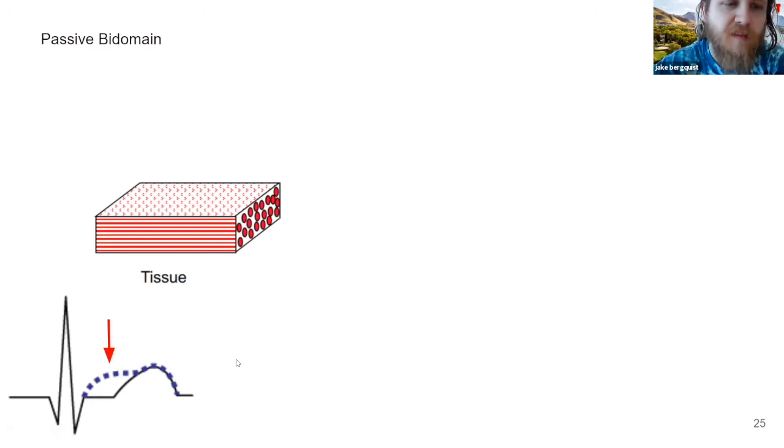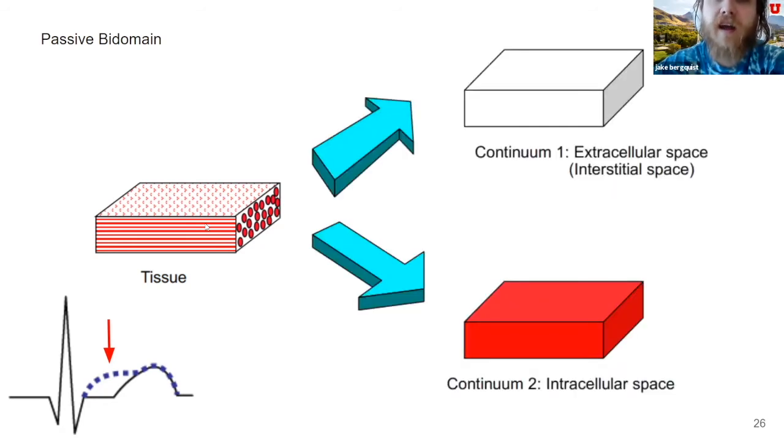And so often the passive bidomain can be used to model myocardial ischemia during this time point, because you'll see a characteristic shift in the ST40, as you can see down here, from baseline when there is a presence of ischemic tissue. What the passive bidomain does, if you're not familiar, is we take the tissue, which is canonically represented with the fibers, intracellular space and extracellular space, and we represent it as two overlapping continua, a bidomain: the extracellular space and the intracellular space.